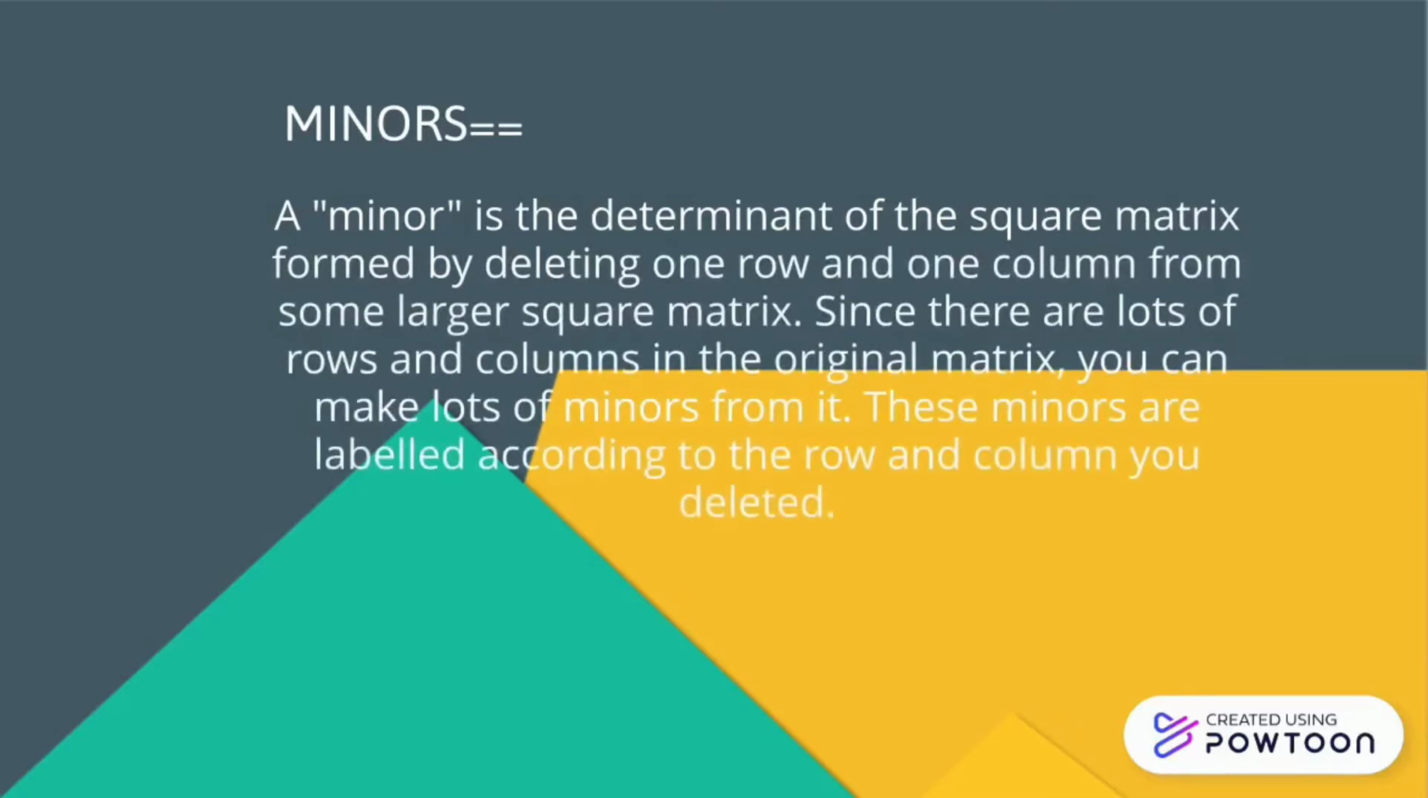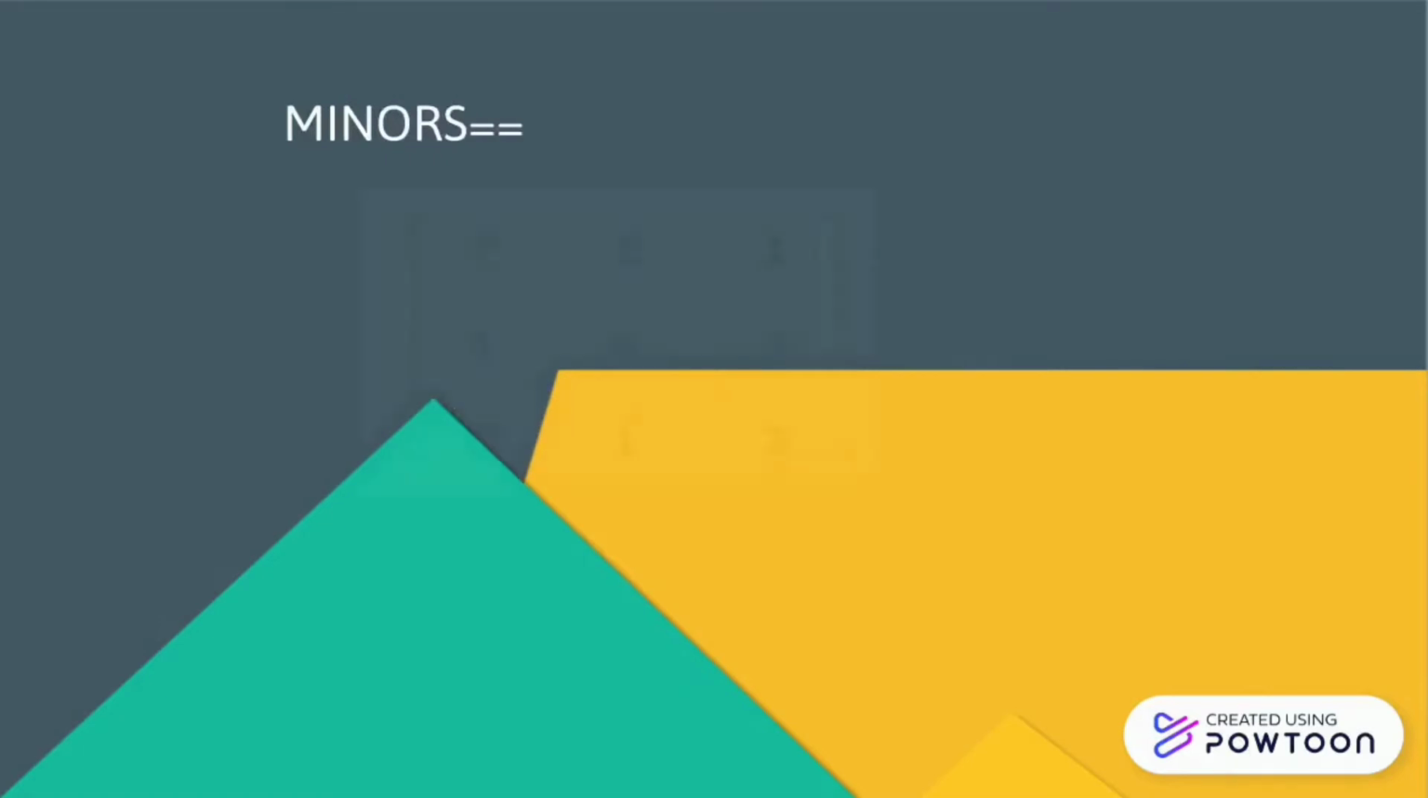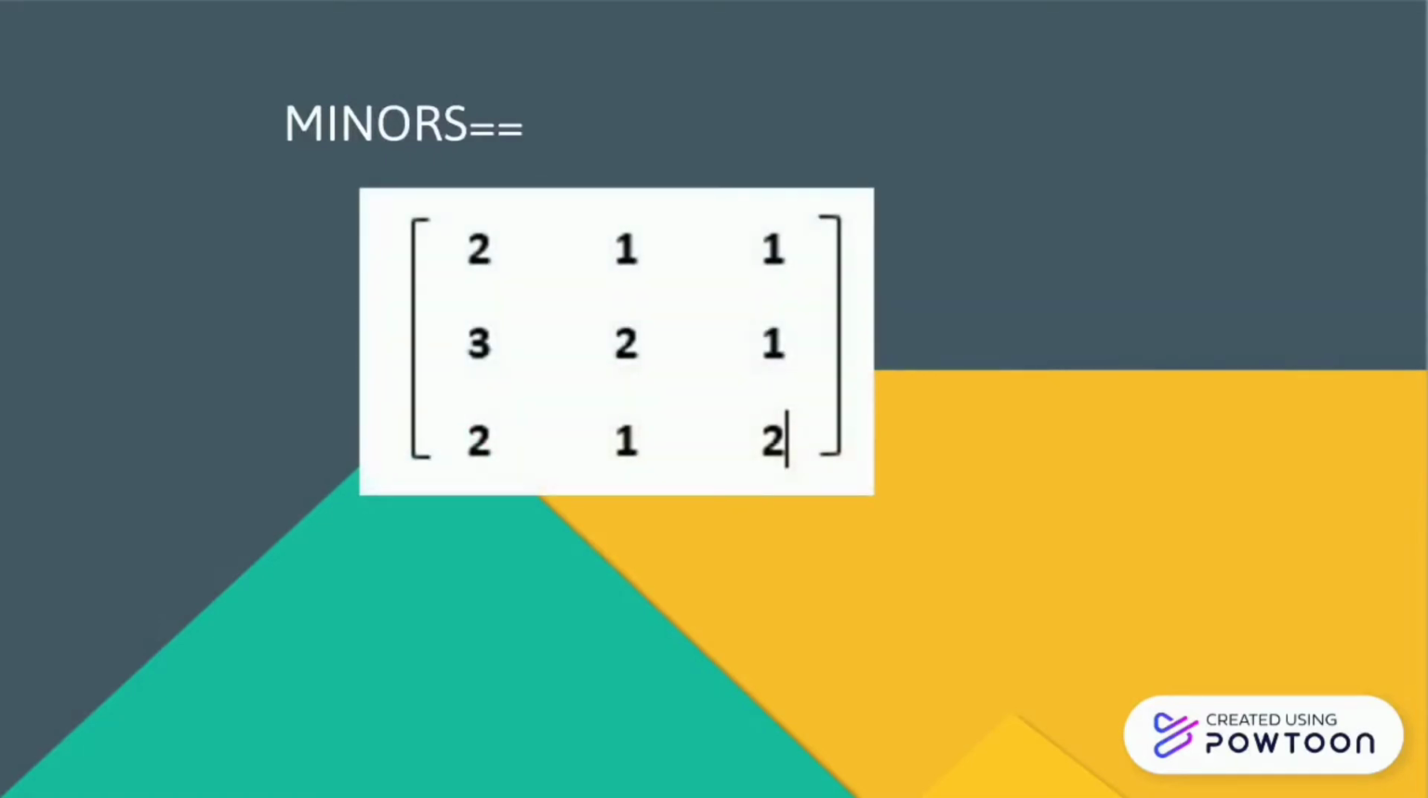Choose a square matrix. Since there are lots of rows and columns in the original matrix, you can make lots of minors from it. The minors are labeled according to the row and column you delete. To better understand, look at the question.